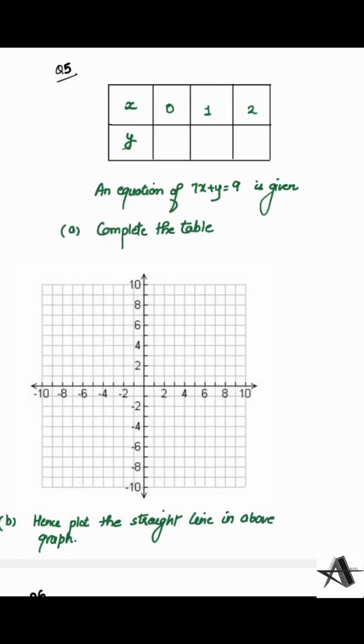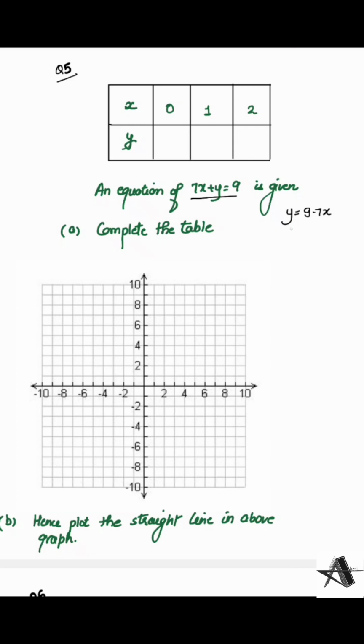See this question number 5. The equation of a straight line 7x plus y equals 9 is given. We have to complete the table. In this table, only 3 x-values are given: 0, 1, 2. So first let me make y the subject. So y equals 9 minus 7x. I just transpose 7x there, and it becomes minus 7x.